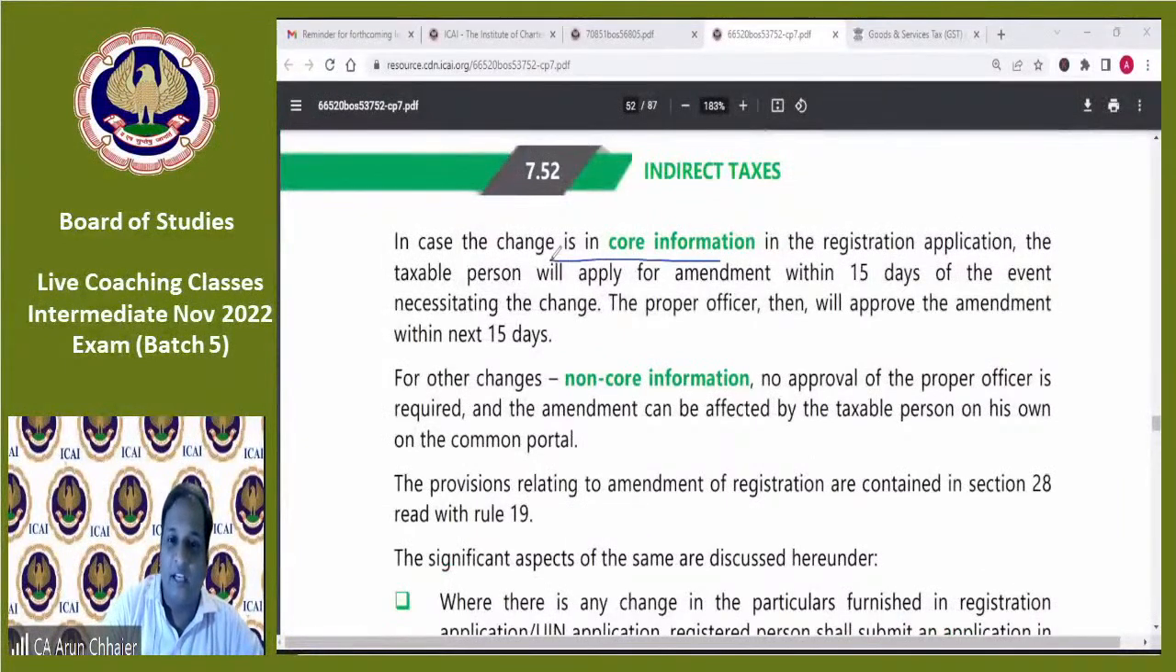In case of a change in the core information, the taxable person will apply for amendment within 15 days from the date of the event. Whenever a particular event is happening, he has to make an application within 15 days, and the proper officer will approve the amendment within the next 15 days.